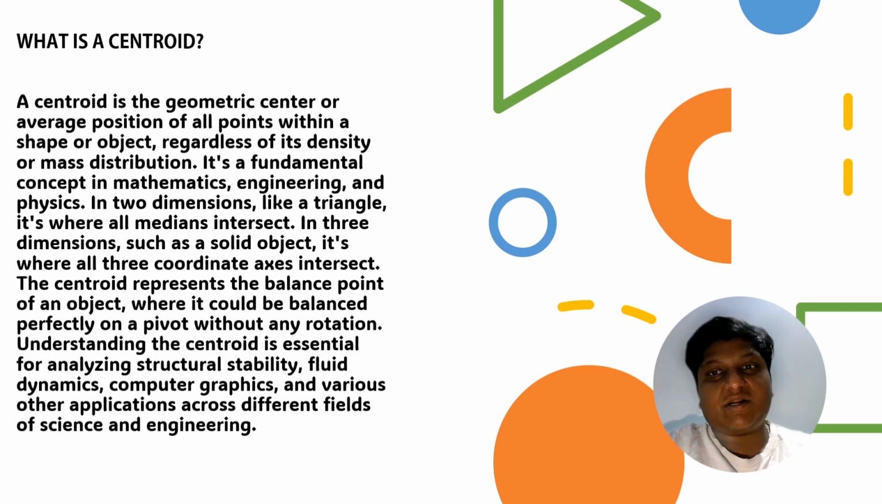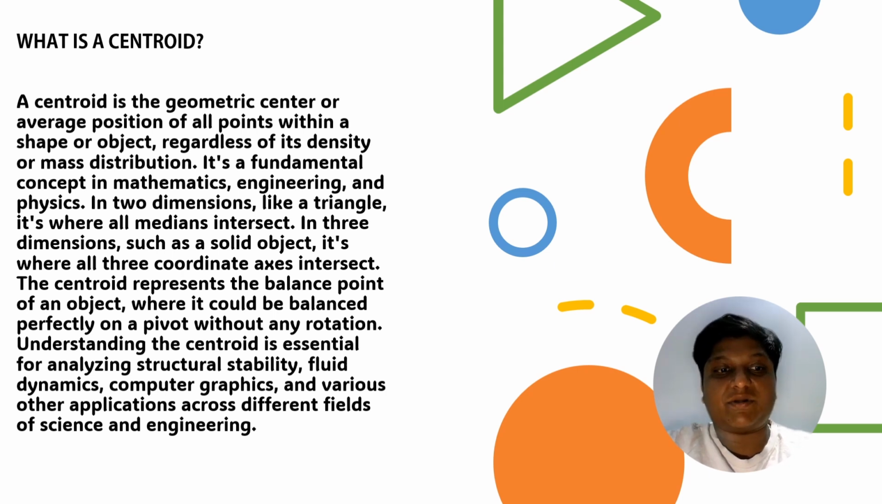In this introduction part, we are going to see what a centroid is. So, what is a centroid? A centroid is a geometric center or average position of all points within a shape or object, regardless of its density or mass distribution. It is a fundamental concept in mathematics, engineering, and physics as well. In two dimensions, like a triangle, it's where all medians intersect. In three dimensions, such as a solid object, it's where all three coordinate axes intersect.